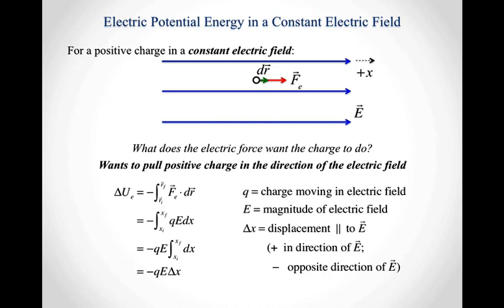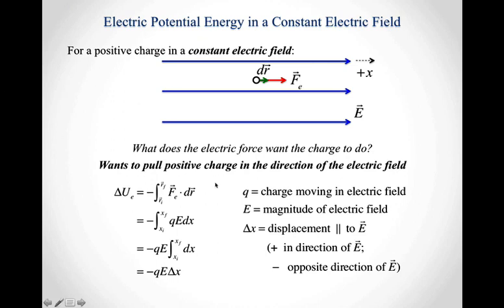So if I think about the equation that we use to define the change in the electric potential energy, that's negative, an integral from an initial position to some final position of the dot product of the electric force with my tiny little infinitesimal displacements in position. And so I can do a couple of things. One is I need to deal with this dot product.